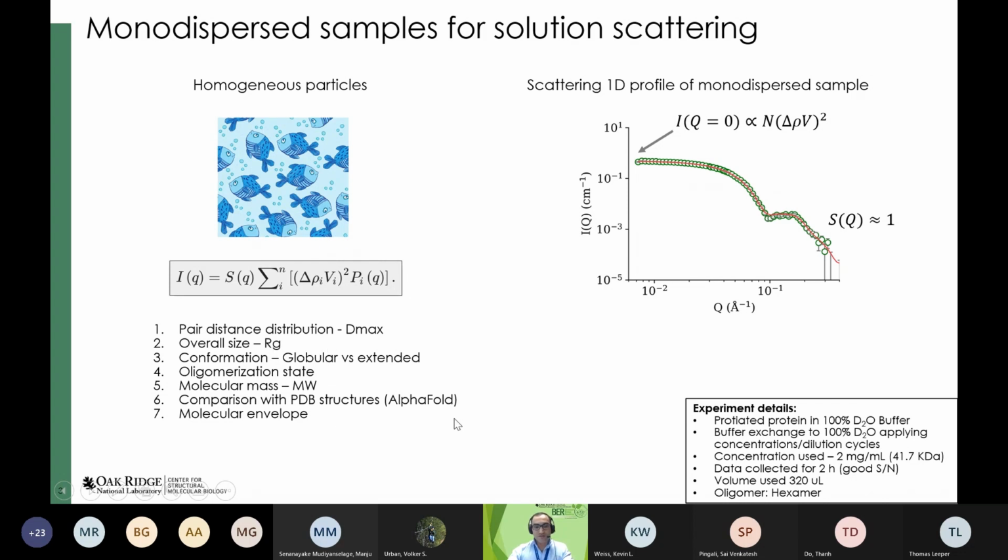And I can even do comparisons with atomic structures or high resolution structures, and get a comparison with models that can fit my scattering profile.